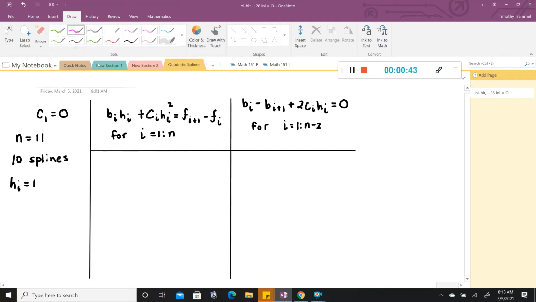Let's go ahead and start writing some of these in. So we'd have B1 times 1 plus C1 times 1 squared is equal to F2 minus F1. Just plugged in i equals 1. And then the next thing to note is C1 is actually equal to 0, so this equation is just B1 is equal to F2 minus F1. And then the next equation for i equals 2, we'd have B2 times 1 plus C2 times 1 squared is equal to F3 minus F2.